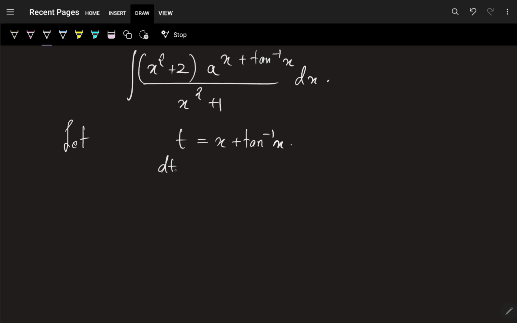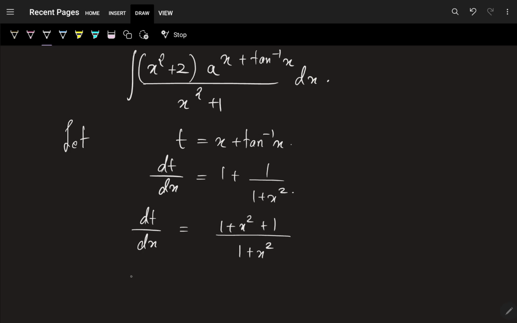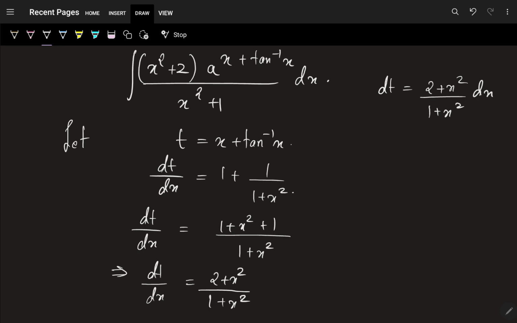Now you differentiate both sides. So dt by dx is going to be 1 plus 1 by 1 plus x square. So if you take the LCM, this will be 1 plus x square plus 1. So dt by dx is going to be 2 plus x square divided by 1 plus x square. Now if you see, we have 2 plus x square by 1 plus x square dx, that is dt. So dt is going to be 2 plus x square upon 1 plus x square dx.